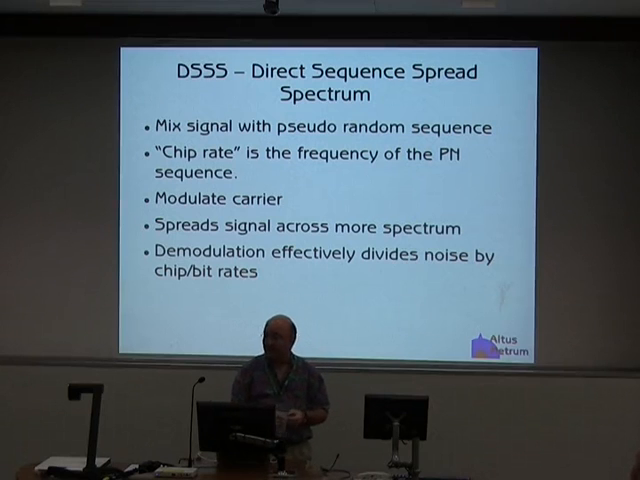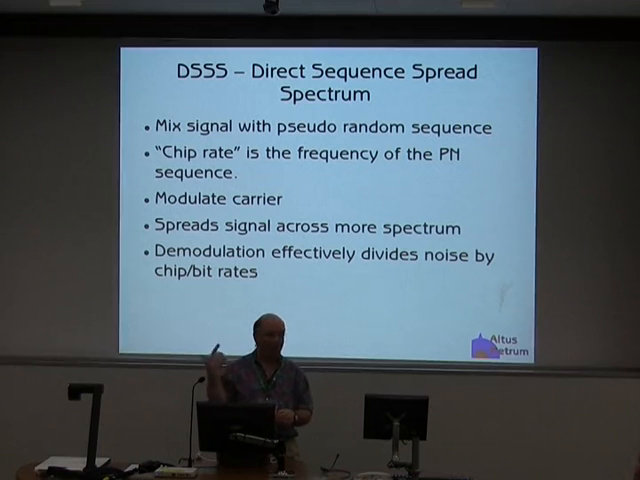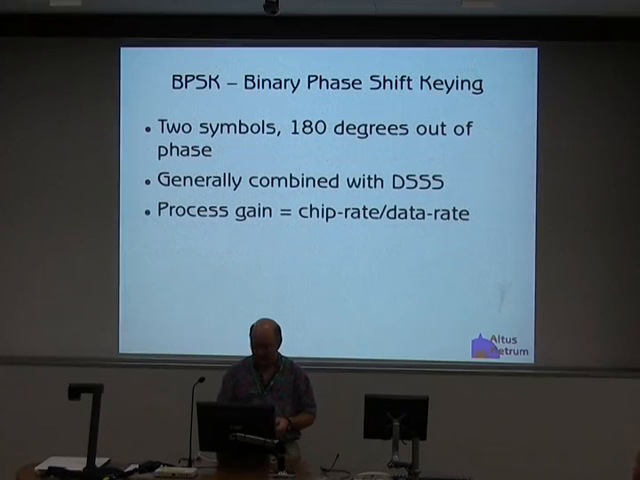The demodulation effectively divides the noise by the chip to bit rates. So your process gain turns into this chipping rate, which is the speed of your pseudo-random number, divided by the bit rate of the original signal. So if you have a chip rate of a megahertz and a bit rate of 100 kilohertz, you're getting a process gain of 10, which is pretty awesome. Again, all you have to do is be smarter about your software. There's no difference in your radio. You're just modulating faster. So another win for smart people.